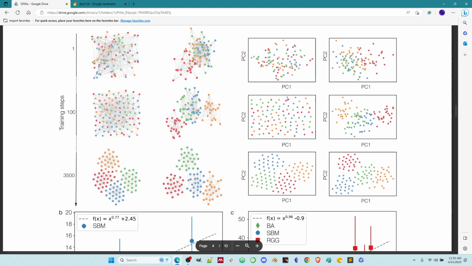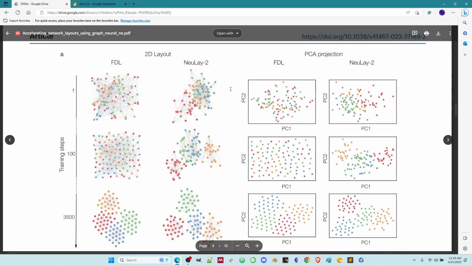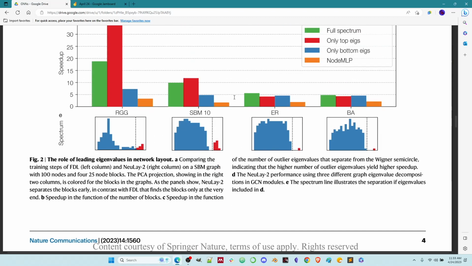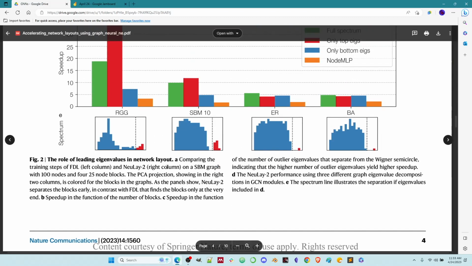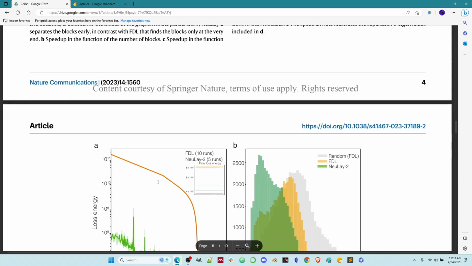This kind of shows a similar thing here. This has comparisons between two different methods, I think, FDL and Newlay. So, this is FDL left column, Newlay right column. So just saw that.